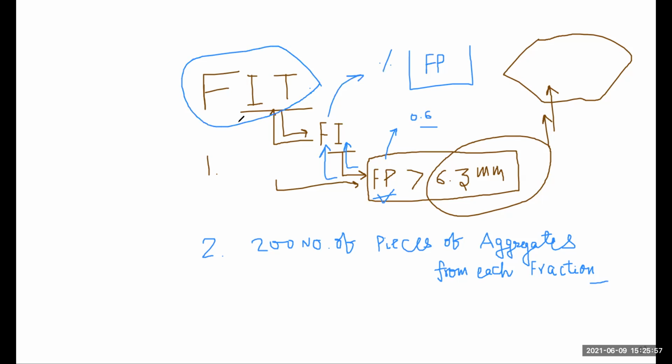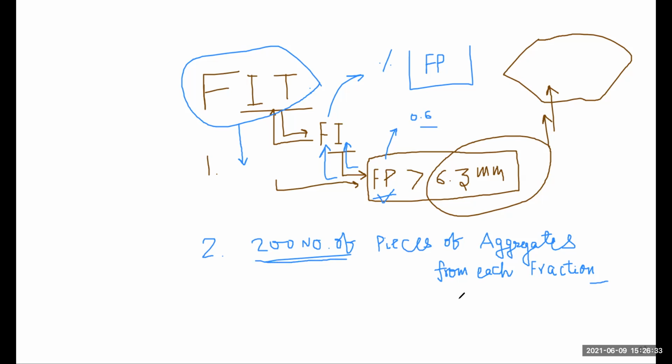For determining the flakiness index, my first point is we must not select an aggregate whose size is smaller than 6.3 mm. The flakiness index test is not applicable for particles smaller than 6.3 mm. Next point: in order to perform this test, a sufficient quantity of aggregate must be considered, that means 200 pieces of aggregate taken from each fraction.